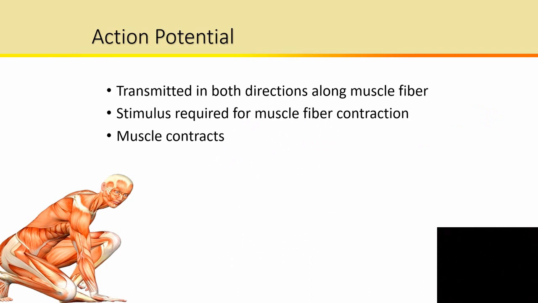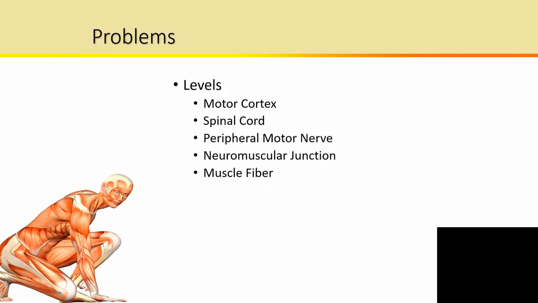The action potential is transmitted in both directions along the muscle fiber. So let's say I have a sarcolemma like here, and the motor end plate is right here, that action potential is transmitted both ways along the muscle fiber itself, and it stimulates the muscle fiber to contract. So in there we have our actin and myosin that are overlapping, and that causes the muscle to eventually contract.